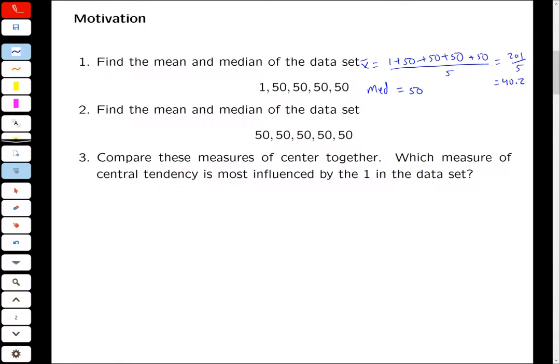50. Now let's look at the second data set. What is the mean for this one? 50. Add 50 together 5 times, divide by 5, you get 50. And what is the median? 50. Now let's compare the two of them together. The mean for the first one was 40.2 and the median was 50. On the second one, the mean and the median are the same value. What is the difference between our data sets? One value got changed. So which of these is more sensitive to changing data values, the mean or the median?